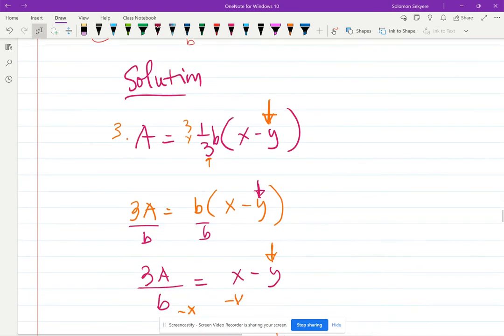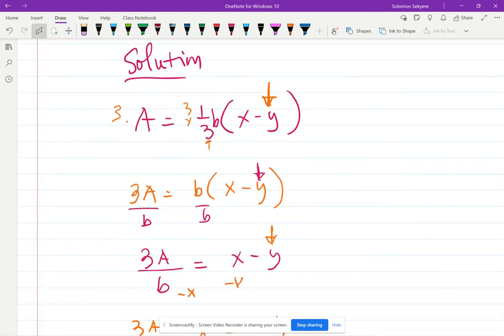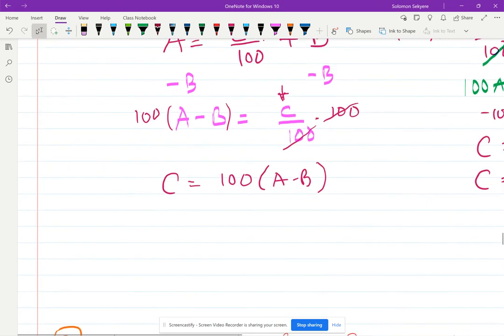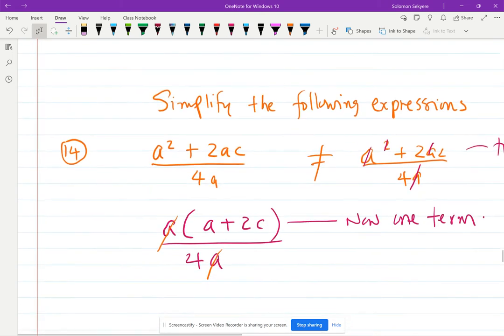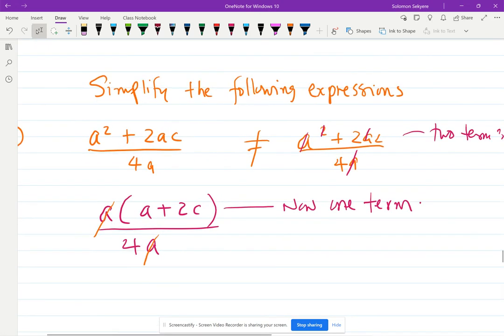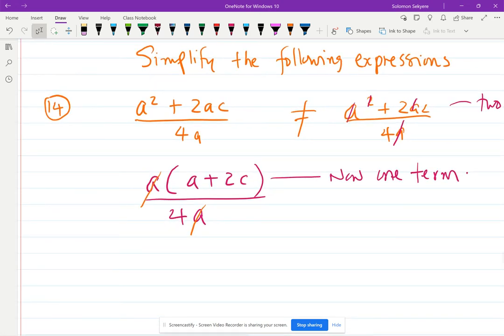I'm going to go over the last test we had and solve some of the problems. The first part I want to do is questions 14 to 20. Let me do that first. You're simplifying expressions. The first one is question number 14.